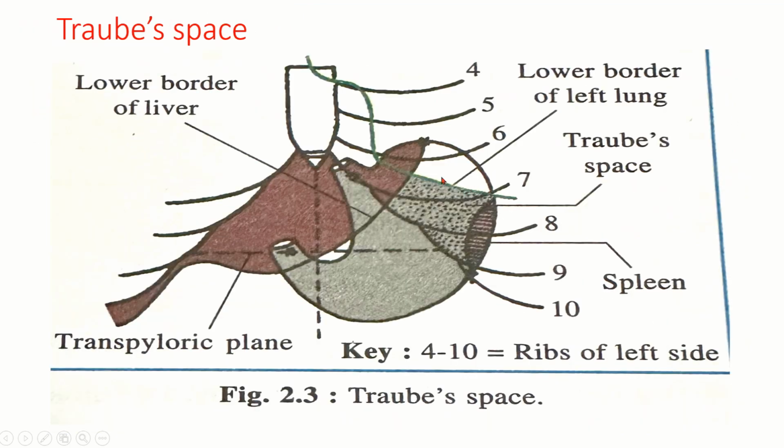This is the Traube space, bounded above by the lower border of the left lung, below by the left costal margin, on the left side by the lateral end of the spleen, and on the right side by the lower border of the left lobe of the liver.